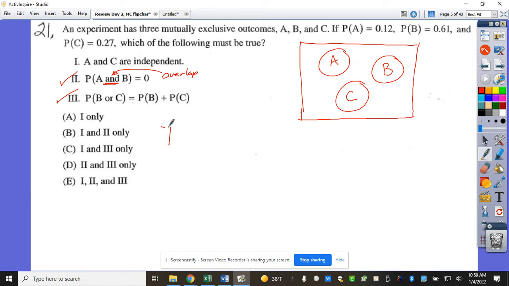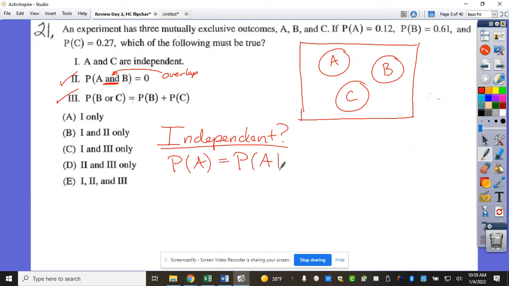This is probably going to be a good refresher for people. How do I check, or how would I prove, whether two things are independent or not? If the probability of something is equal to the probability of it given something else. The probability of something equals the probability of that thing given something else already occurred.